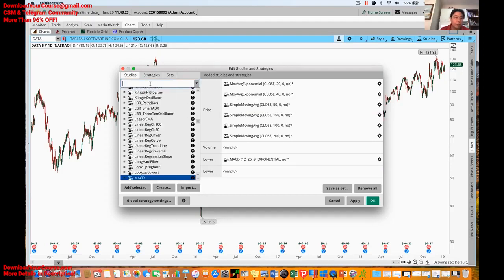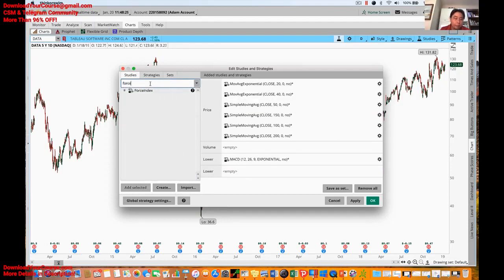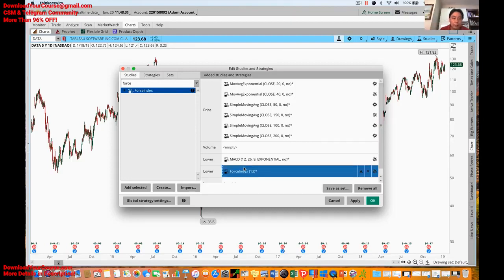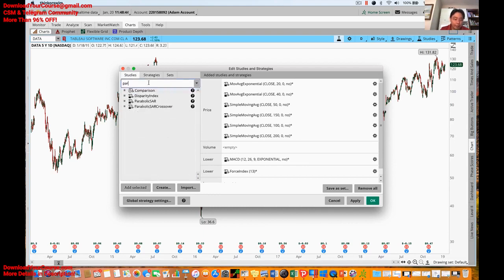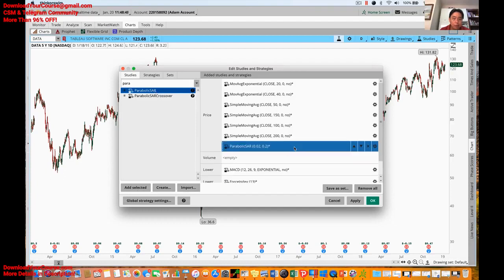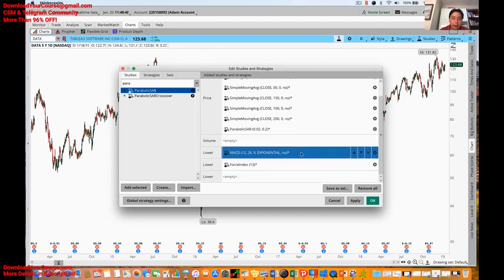Next, we're going to put in force index. Again, these indicators are available on any charting software. Whichever you use, these are standard indicators. So double click on that. And for force index, we'll be using the default 13-day average for the force index. Finally, we'll be putting in the parabolic SAR. Here we go. The parabolic SAR.